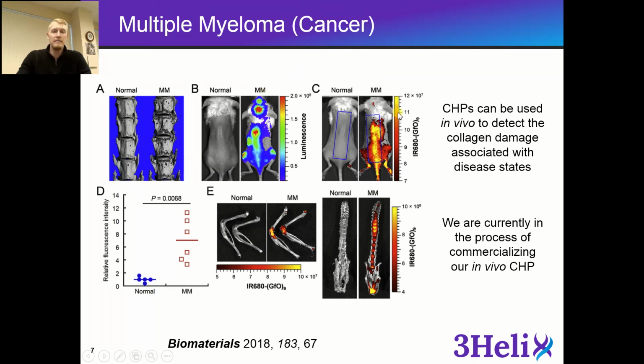In figure C is our in vivo CHP probe that we injected into the mouse, and in the multiple myeloma mouse model you see high signal intensity in the spine, which corresponds to the high signal intensity seen from bioluminescence showing where the cancer cells are. And in fact, the multiple myeloma mouse has a high correlation with high signal intensity compared to the normal healthy mouse. And then these last images depict collagen hybridizing peptides locating in the joints and again in the spine.